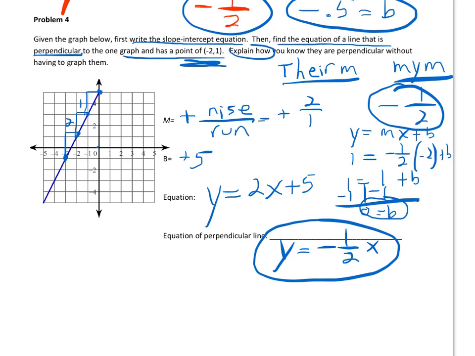It's going to cross the origin, right? The y-intercept is 0. And then the slope is going to be negative 1/2. So I would go up 1, left 2. Up 1, left 2. Down 1, right 2. Down 1, right 2. Does this line look like it's perpendicular to this one? And the answer is yes, it does look like it. So that's kind of a check to make sure it checks out.